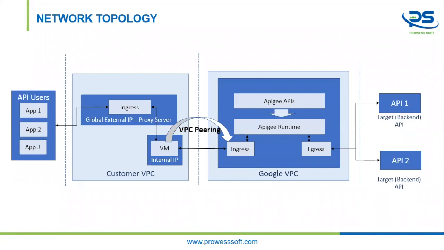Here is a network topology diagram that you will usually deal with when you're working with the Apigee API platform. As you can see, the central components in this diagram are the customer VPC and Google VPC. Let's elaborate a little bit on Google VPC first. There is the Apigee runtime that is handling all the incoming requests through ingress and coordinating these requests by sending them to the target backend APIs.